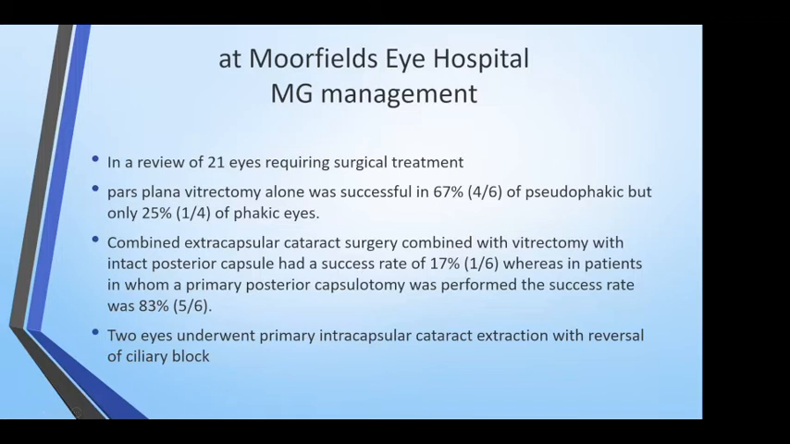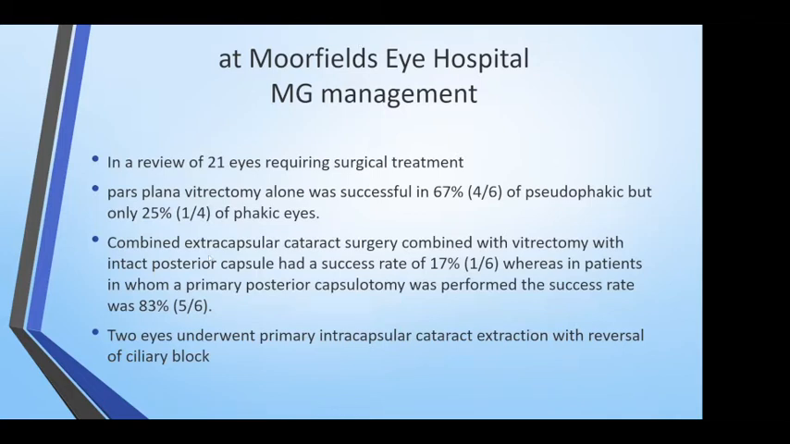At Moorfields Eye Hospital, in their malignant glaucoma management, they reviewed 20 eyes requiring surgical treatment. Pars plana vitrectomy alone was successful in 67% of pseudophakic eyes, but only 25% in phakic eyes. So if you have a phakic eye, you probably need to do a lens removal. Combined extracapsular cataract extraction with vitrectomy with intact posterior capsule had a success rate of 17%, whereas in patients in whom primary posterior capsulotomy was performed, the success rate was much higher, about 83%.